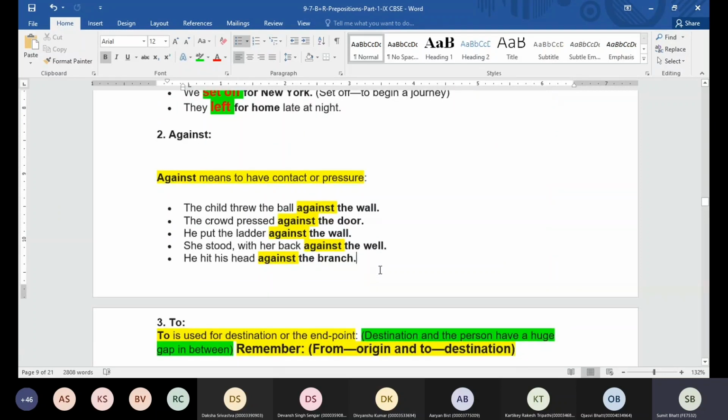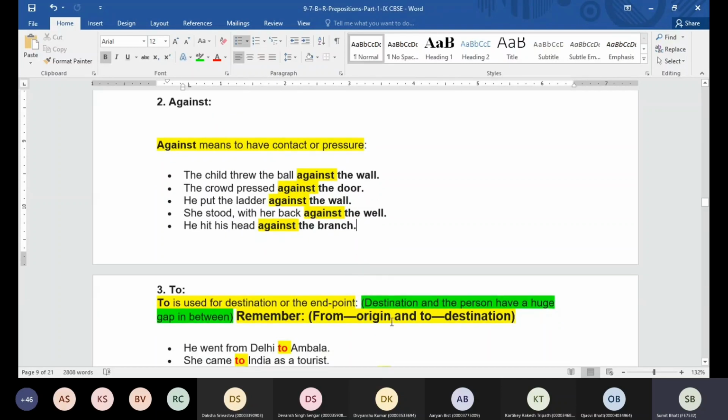Now the next thing is going to be "to," guys. "From" is used for the initial point, the origin. If you are denoting someone coming from somewhere and going to somewhere, when you want to talk about the end direction, then we use the word "to." So "from" is for origin and "to" is for the destination.